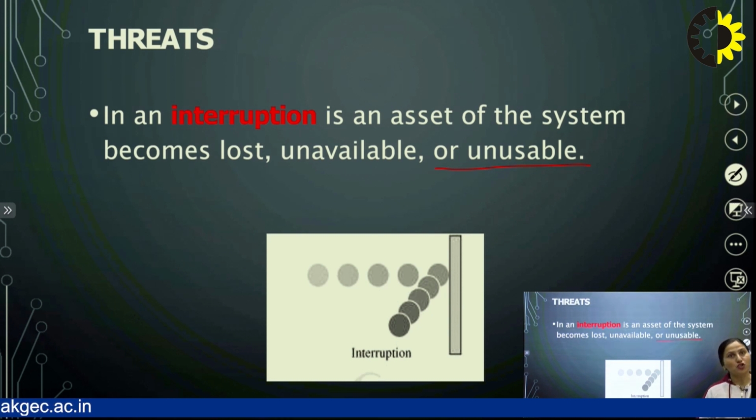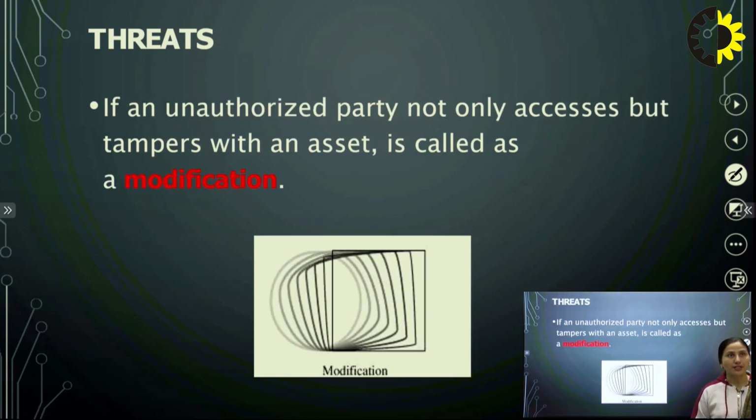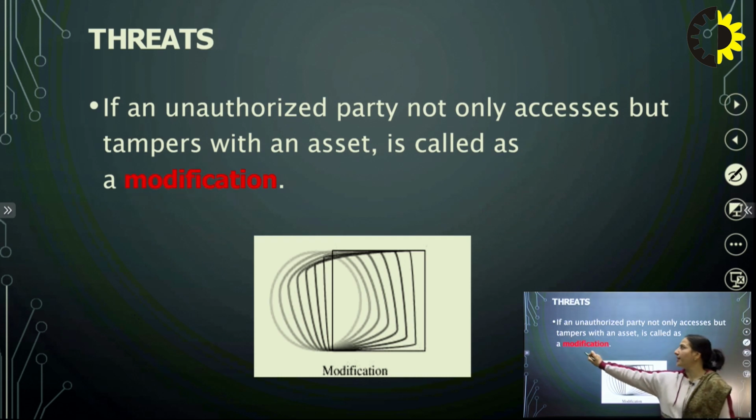When we need it, it is not available to us, or even if it is available, we are not able to use it. Now, next is modification, again a very important term. If an unauthorized party not only accesses the data but tampers with an asset, it is called modification. In very simple words, we can say that it is modifying the data, changing the data.